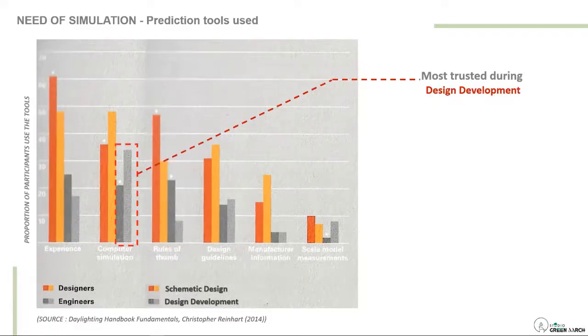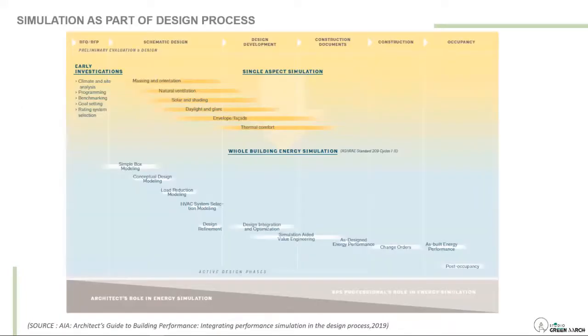But when it comes to the next stage, design development, they use computer simulations. With the increase in graphical interfaces, simulation software is quite easy for architects and engineers to understand nowadays. So in 2019, the American Institute of Architects published a very nice book, a very good read. You should also download it from the web. It is An Architect's Guide to Building Performance, where you can see at what particular stage of design you can incorporate this type of simulation.